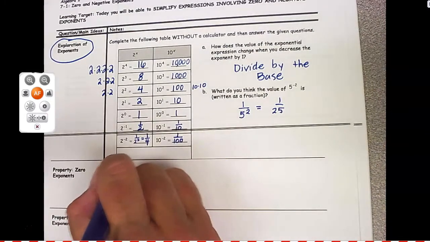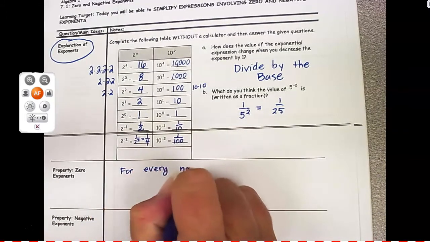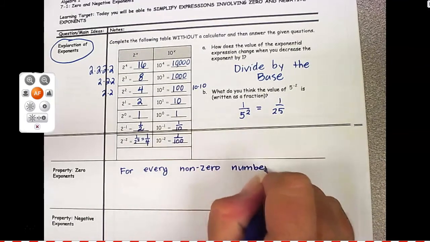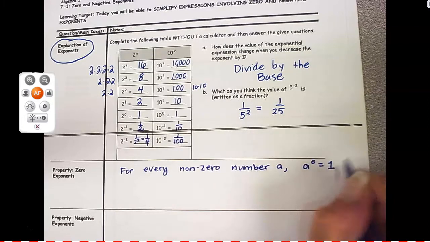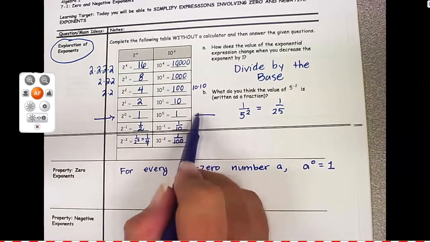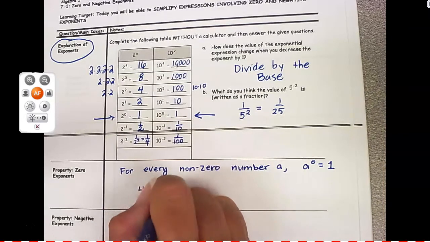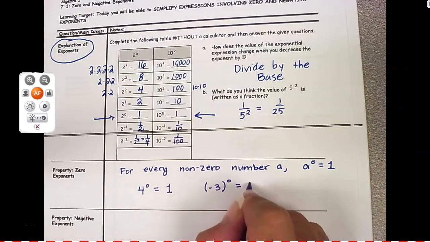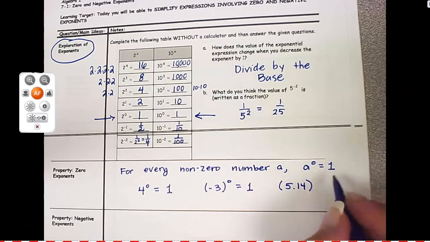So for every, and this is in math speak, for every non-zero number a, a to the 0 equals 1. Any zero power number is going to be 1. So as an example, 4 to the 0 is going to be 1. If I take a negative number to the 0, also 1. And if I take a decimal to the 0 power, also 1.